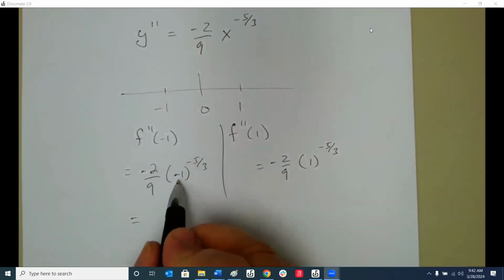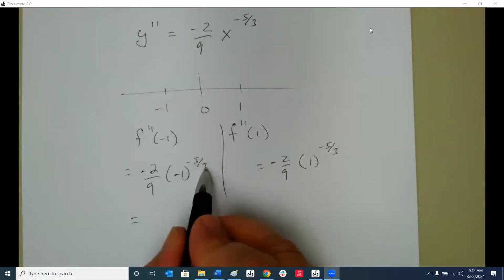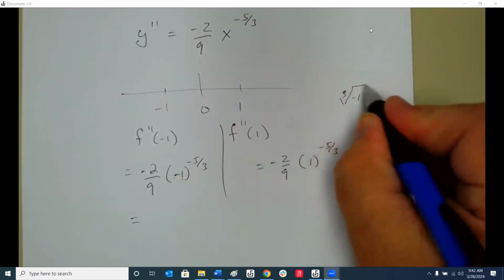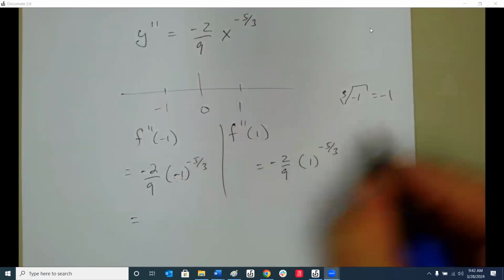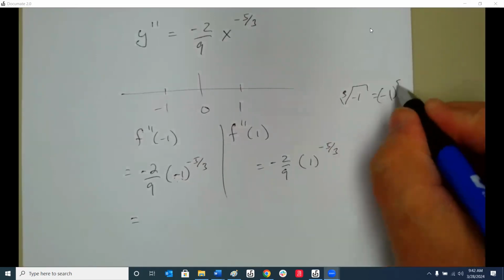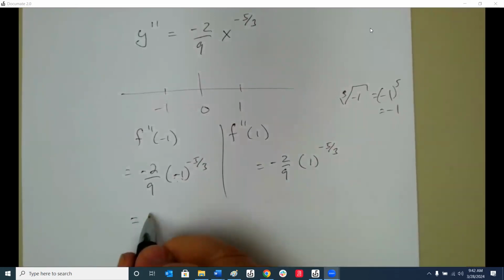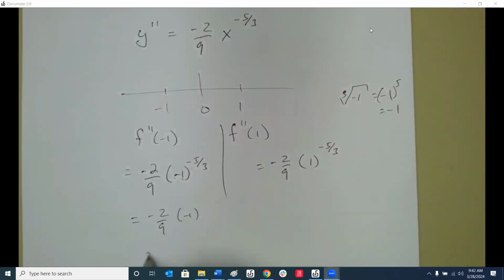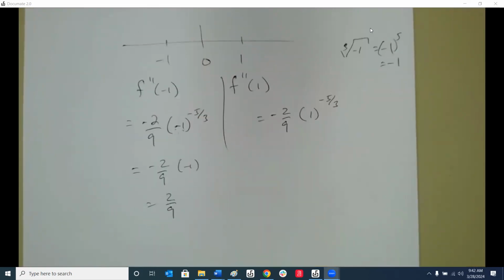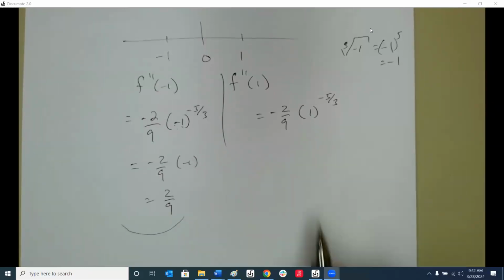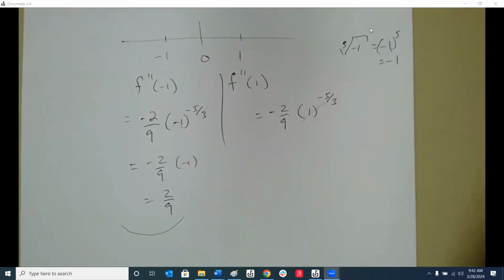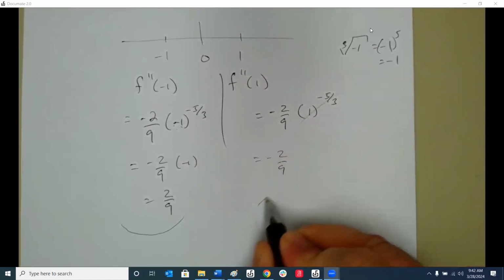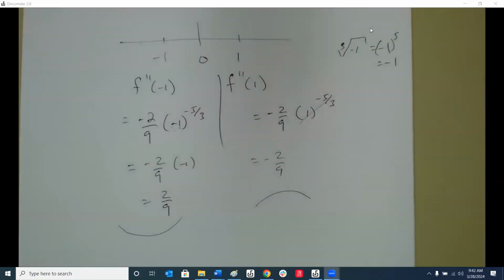So in this one, -1 to the negative 5/3. So the cube root of -1 is what? And if you raise it to the 5th power, it's still -1. So we have -2/9 times -1 makes it +2/9. So on this side, it's positive, concave up. On this side, the answer is -2/9, which is concave down. So at 0, we have a point of inflection.